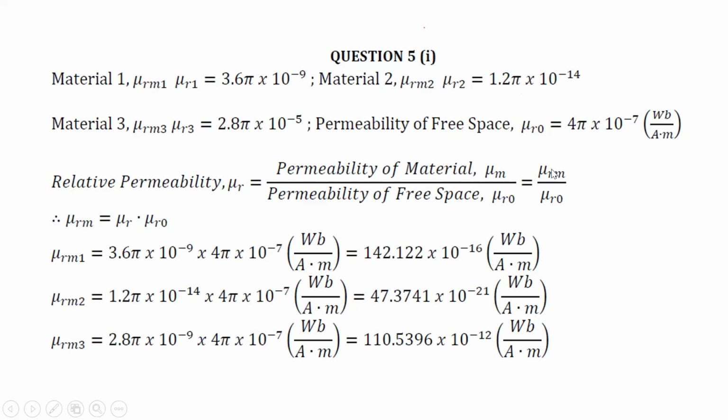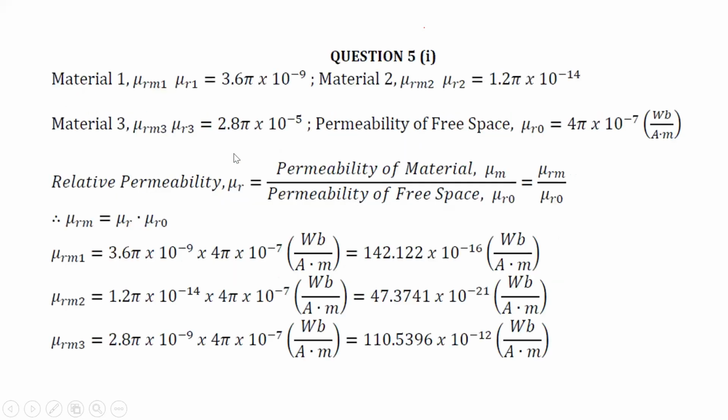And we know the permeability of our materials. So for material 1, the permeability of the material will now be 3.6 pi times 10 raised to the power minus 9 times 4 pi times 10 raised to the power minus 7, and we are having 142.122 times 10 raised to the power minus 16 Weber. I hope you are following.